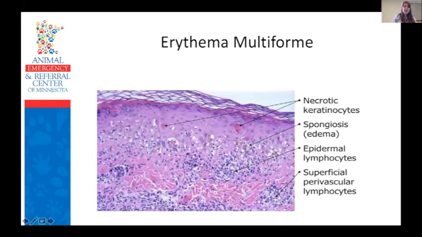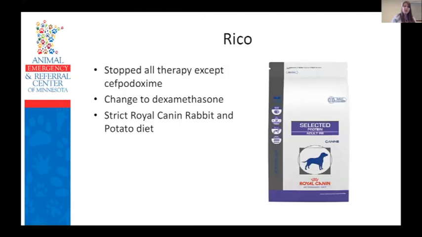These are the apoptotic cells that we saw with the DLE case, but they're throughout the entire epidermis. The spongiosis is essentially edema throughout there, and you get this huge inflammatory process, those lymphocytes and neutrophils hanging out. So we think EM, okay, it has to be a drug reaction. Let's stop his drugs. Maybe we're doing this to him.